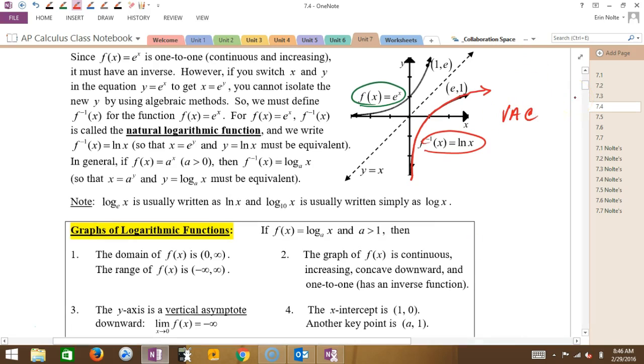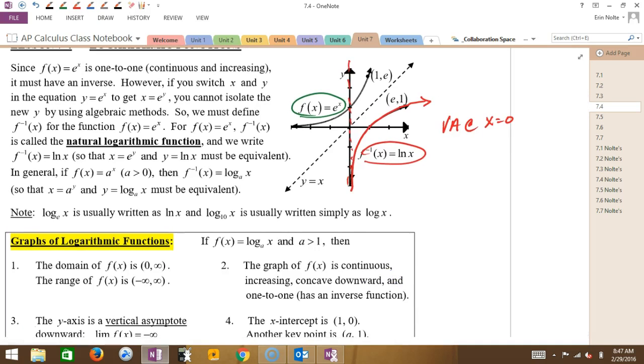Where's the vertical asymptote on a logarithmic function? I'll draw it. At x equals 0. This is vertical, at x equals 0. Okay, you can find the reference point.